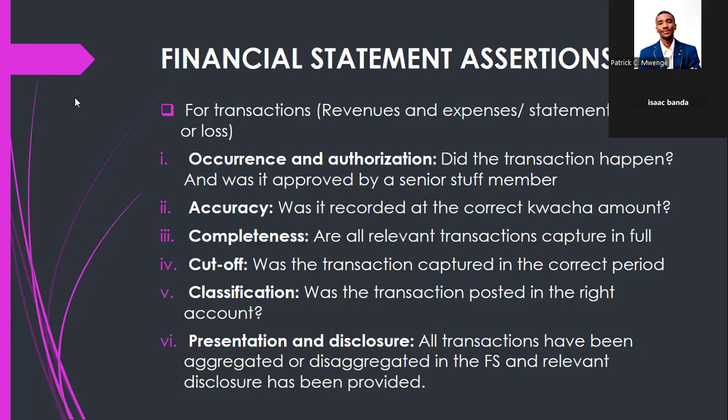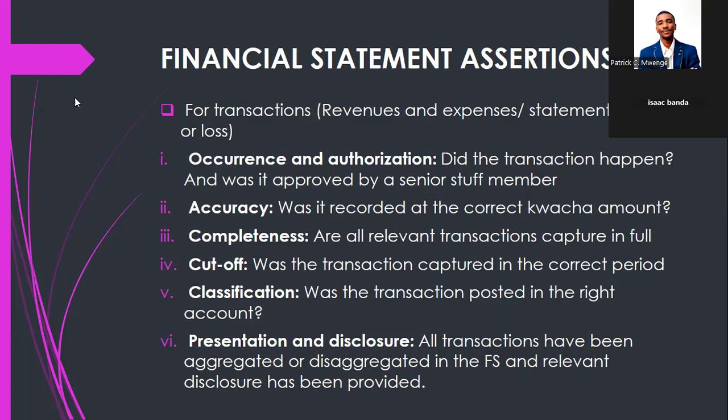Then we go to the books, we go to the ledger, then we compare what's on the invoice and what's recorded in the ledger, so that we're able to test for accuracy: if that particular transaction was recorded at the correct amount that's supposed to be reflected in the books, which is consistent with the particular invoice. Then completeness. Are all relevant transactions captured in full, right? All relevant transactions, are they captured in full?